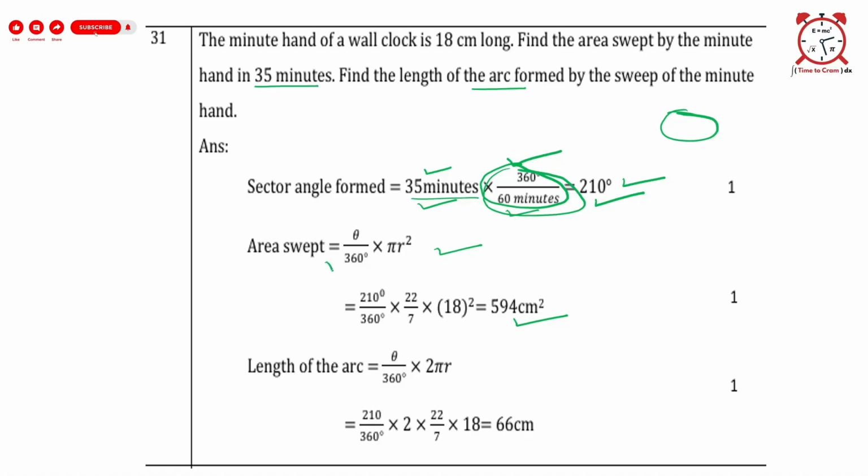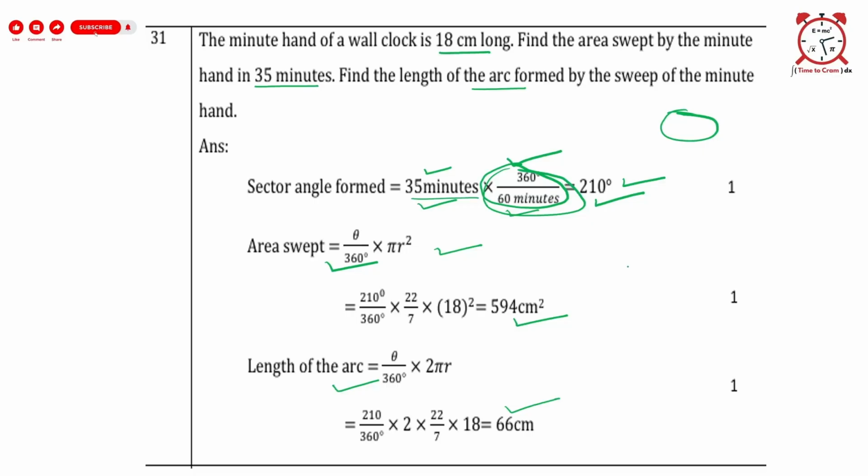This is the formula of the sector, and this is the formula to find the length of the arc. Both these formulas you have to prepare very well for the board exam. So, keep all the values here, theta and radius, then you will get the value 66 centimeter. Here it is 18 centimeter given. The minute hand of a wall clock is 18 centimeter long. This we have to consider as the radius in our sum. So, in that way we have to find both the answers.